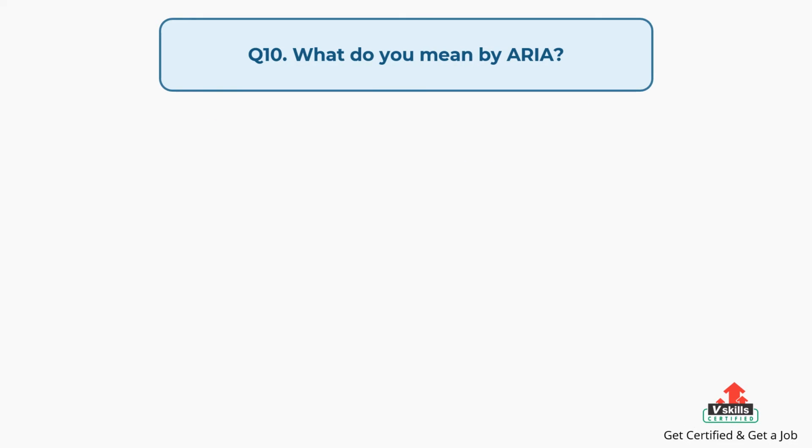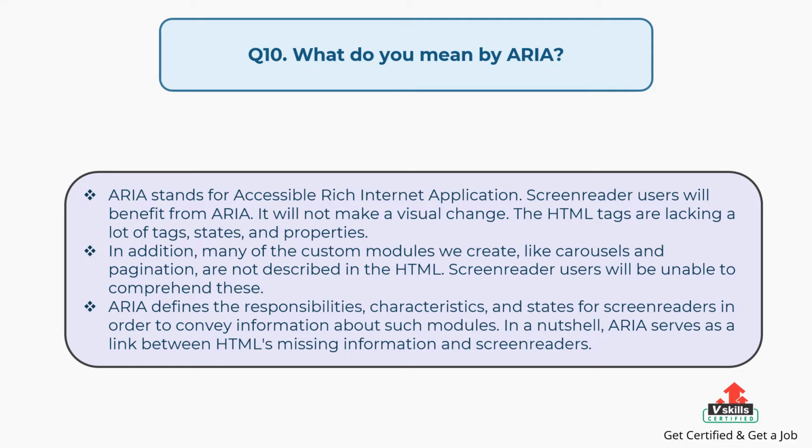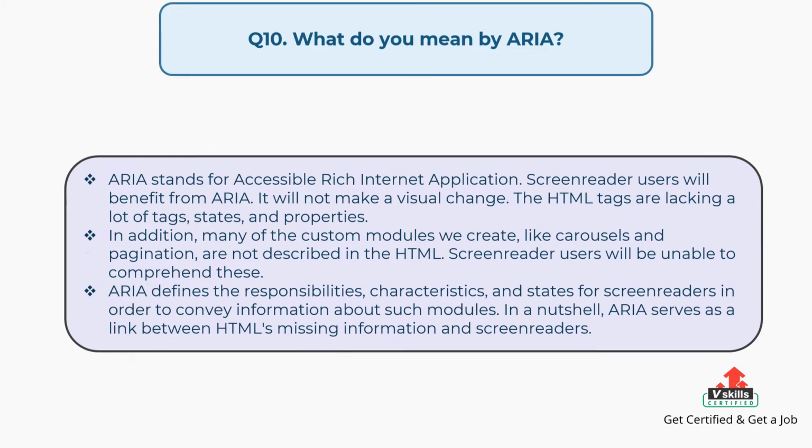Question number 10. What do you mean by ARIA? The answer is: ARIA stands for Accessible Rich Internet Application. Screen reader users will benefit from ARIA. It will not make a visual change. The HTML tags are lacking a lot of tags, states, and properties. In addition, many of the custom modules we create, like carousels and pagination, are not described in the HTML. Screen reader users will be unable to comprehend these. ARIA defines the responsibilities, characteristics, and states for screen readers in order to convey information about such modules. In a nutshell, ARIA serves as a link between HTML's missing information and screen readers.